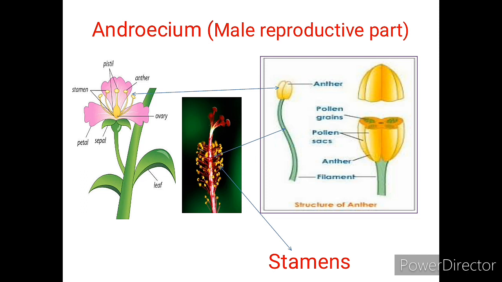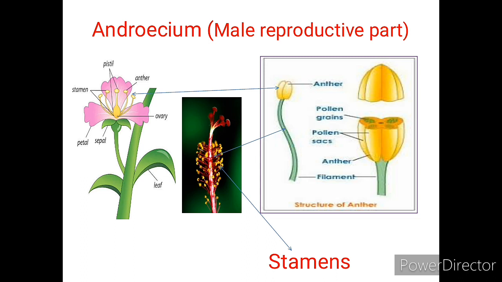Next is your androecium. It is the third whorl. It is the male reproductive part of the flower. It consists of stamens, and a stamen has two parts: a thin, long and narrow stalk called filament, and a small two-lobed structure called anther, which consists of fine particles called pollen grains.